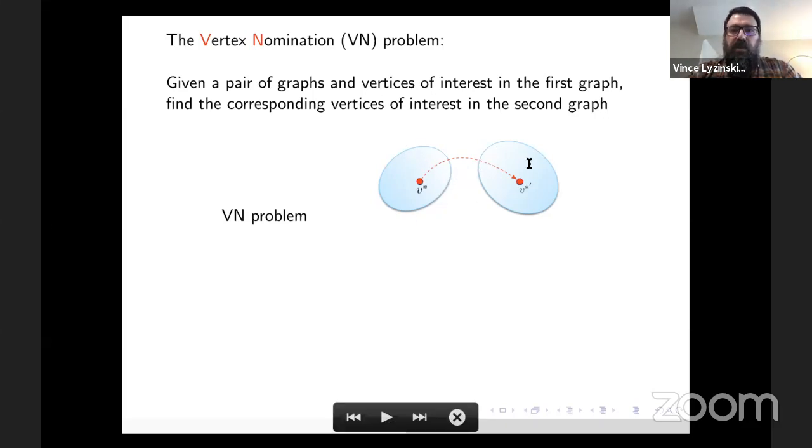So this is the problem. This is our graph 1. This is graph 2. We see the vertex of interest in graph 1, and we want to find corresponding vertices of interest in graph 2. And we've been working on this problem for a very long time, and recently we've started thinking about adversarial attacks or adversarial modifications in vertex nomination.